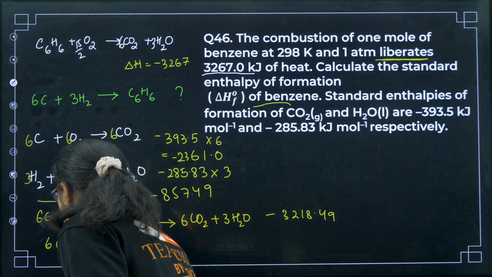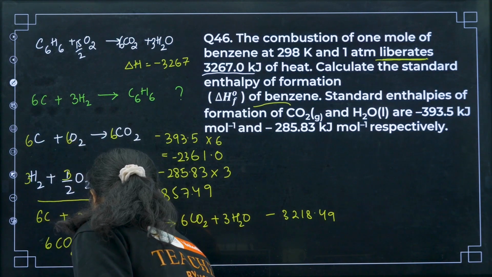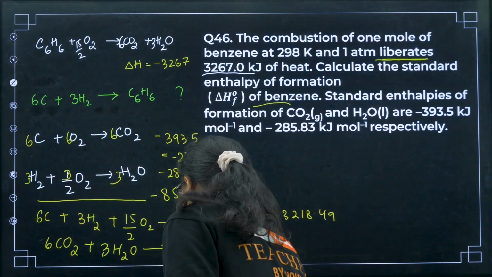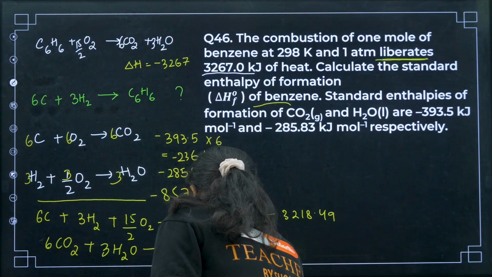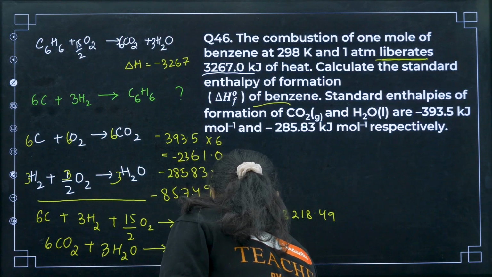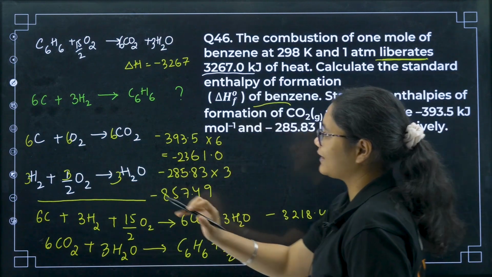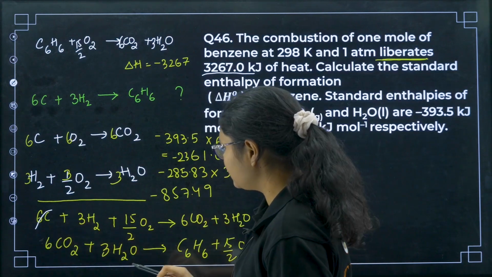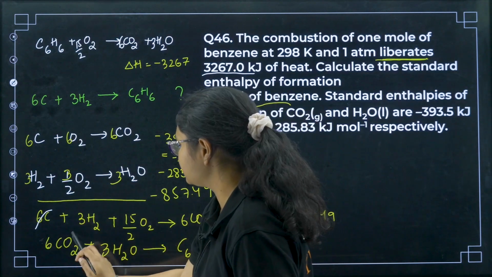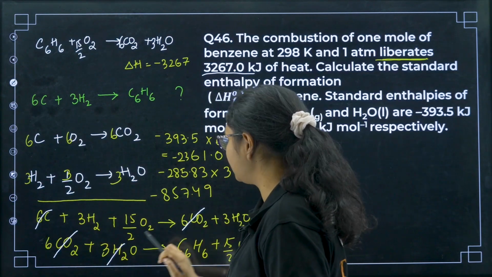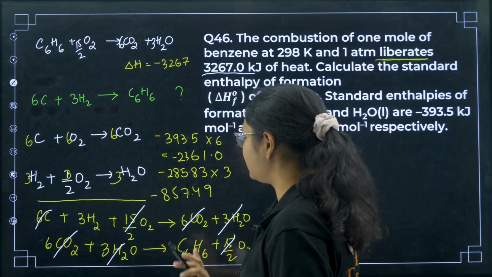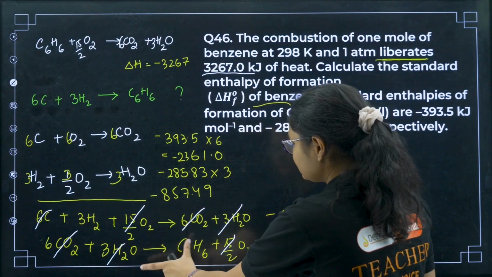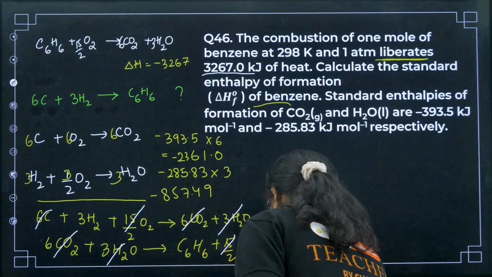6 CO2 plus 3 water gives me C6H6 plus 15 by 2 O2. Now we can cancel the common terms. If you cancel the common terms, 6CO2 will get cancelled, 3H2O, 3H2O, 15 by 2 O2 will cancel. What is left in the reaction? When I reverse this reaction, what value did I get? Plus 3267.